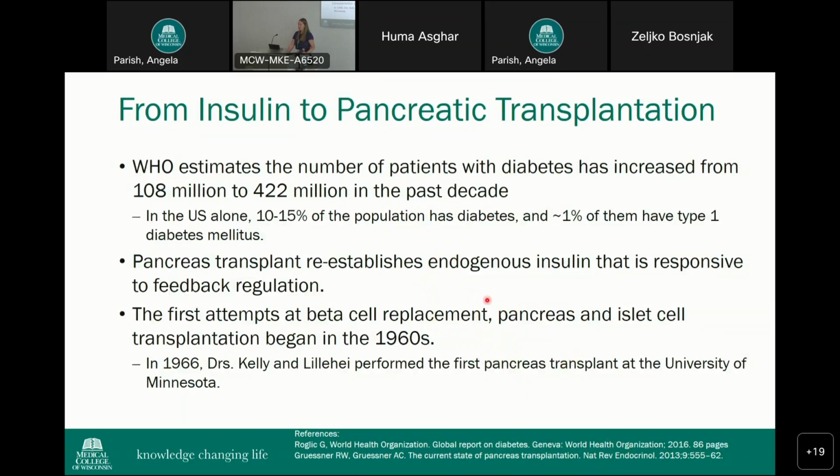There was at times the development of insulin that responded to glucose levels, but it wasn't quite what we had hoped for. And then in the 60s, there was more effort in trying to find this replacement therapy, such as islet cell and pancreas transplant. And then in 1966, Drs. Kelly and Lillehei performed the first pancreas transplant at the University of Minnesota.